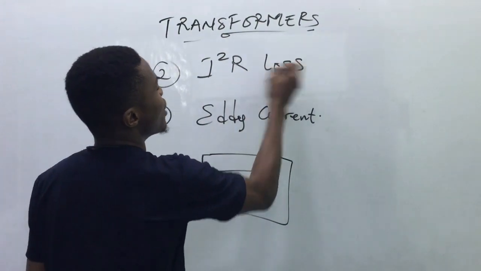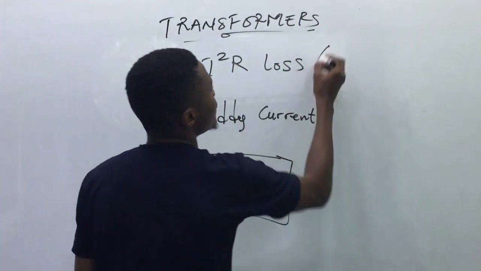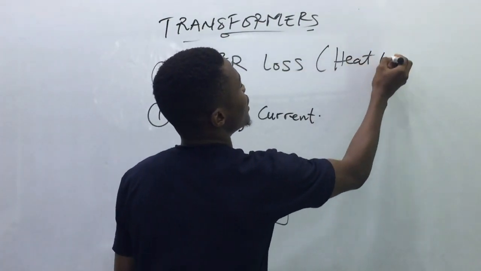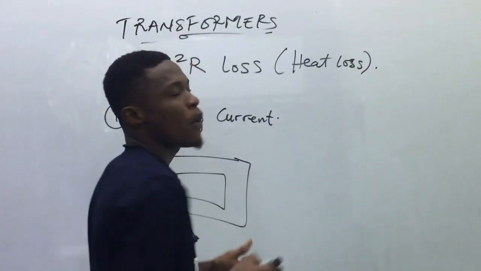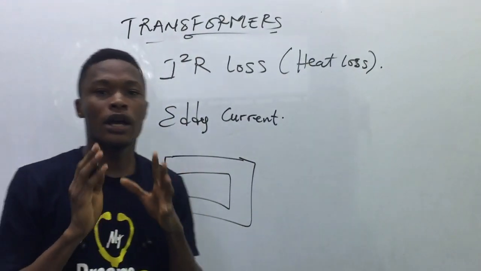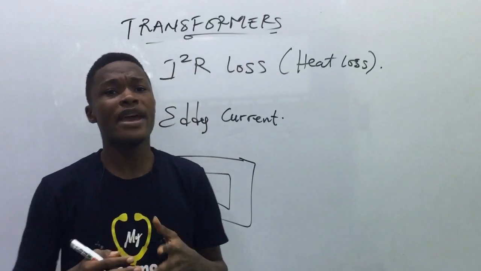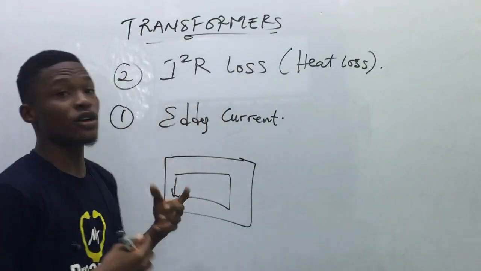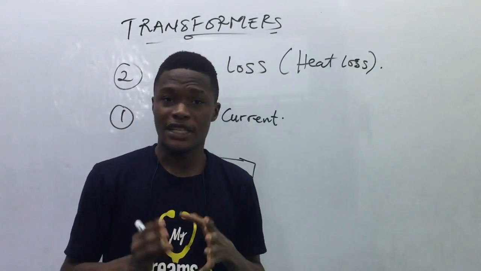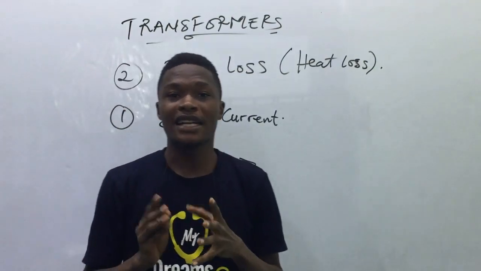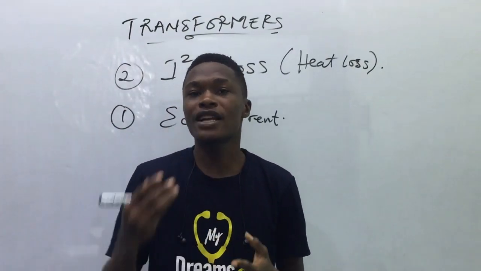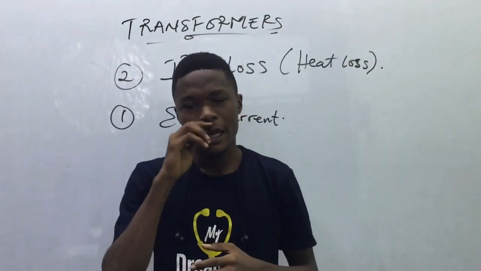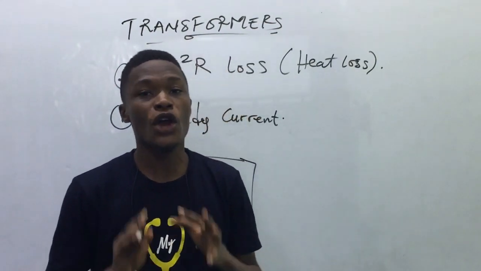Now, the next source, number 2, is what we call the I square R loss. Okay, the I square R loss. This is also called the heat loss. What happens if you look at the coils of a transformer? They are made from wire. These wires did not fall from heaven, so these wires also have resistance. Because of their resistance and the amount of current flowing through them, there are always energy losses.